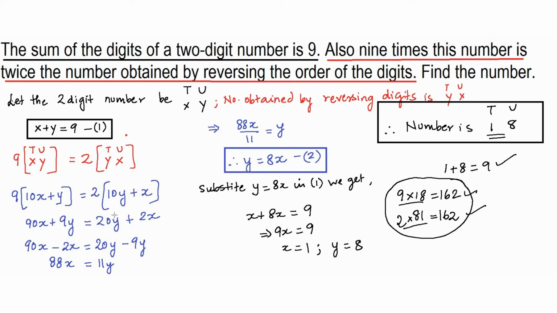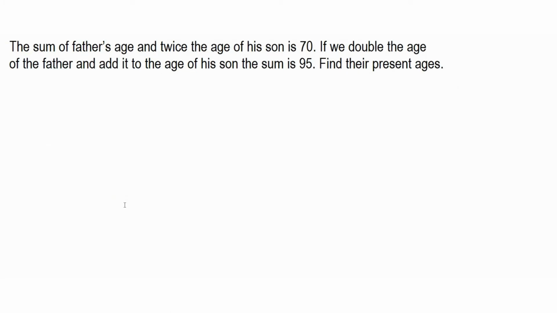Okay, moving on. The sum of father's age and twice the age of his son is 70. If we double the age of the father and add it to the age of the son, the sum is 95. Find their present ages.